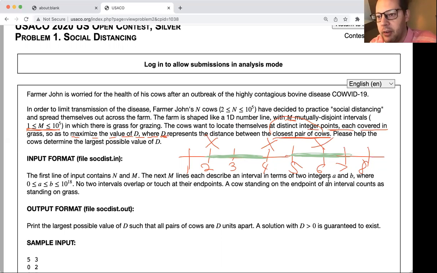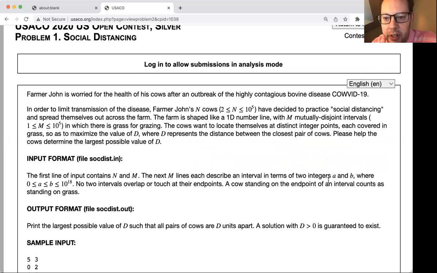If, on the other hand, I decided to try and place 1 more cow, I could place 1 there, 1 there. I could have 1 here and 1 here, but then D would be 1, because even though this is a distance of 2 and this is a distance of 2, these 2 cows in the middle are a distance of 1. And since they're a distance of 1, that's D. That's my closest pair of cows. And the cows have to be placed on the grass. They can't be placed just arbitrarily.